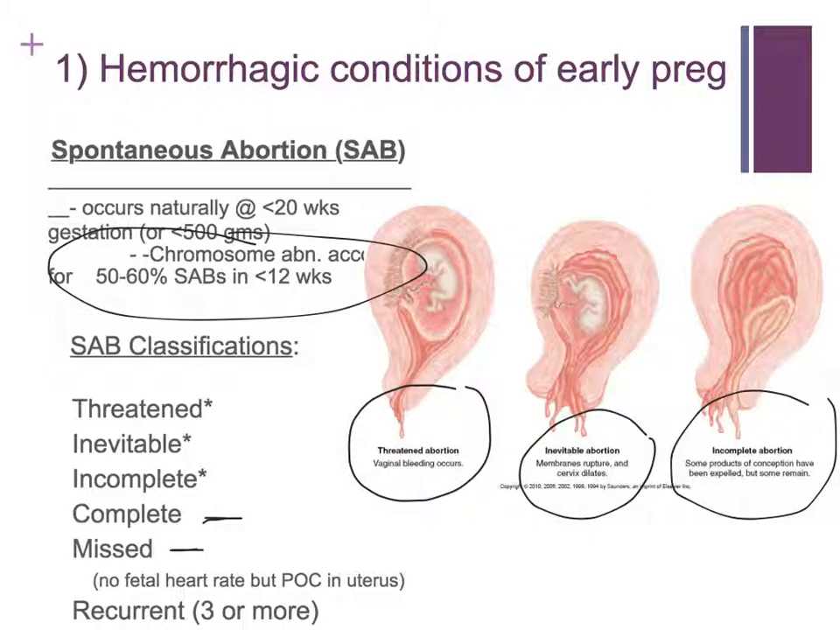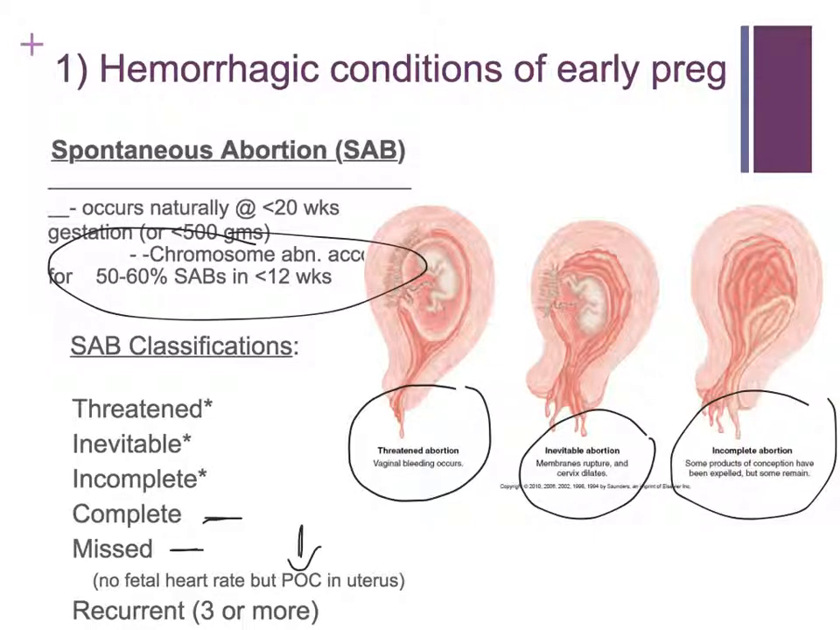A missed AB means that the baby has died. There's no fetal heart rate, but everything, the products of conception, are still in the uterus. Nothing has passed. So she sometimes needs to be given medication to induce that process, or we can do watchful waiting on those women, and usually they will spontaneously start to bleed and pass what's in there. Again, all of these are happening before 20 weeks of pregnancy.